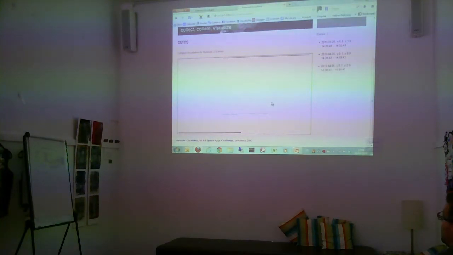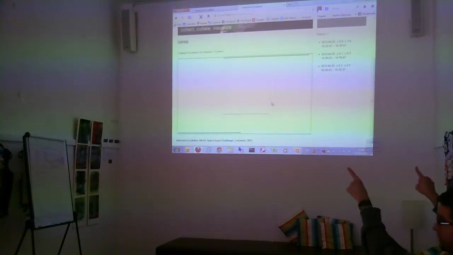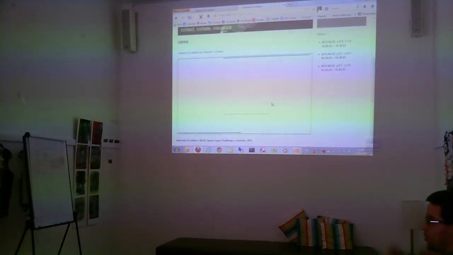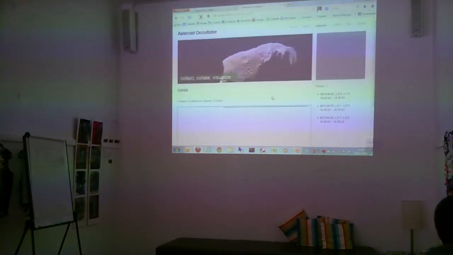So if you get, say, 20 people together on one night, they can make the observations, go home, enter the data on here, and right away you can see the shape of the asteroid being built up. That's what we've got on the website at the moment.